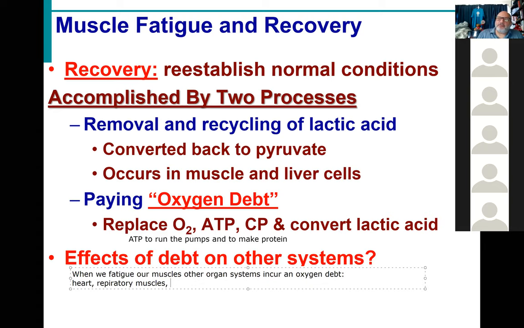True, but remember, the muscles are what are incurring the debt. The muscle system is that already. So what other organs or organ systems outside of the muscular system? You're running around the room 20 times. What other organ systems, right? Obviously, respiratory system is going to, cardiovascular system is going to. I can think of at least two more systems that are going to, or organs that are going to incur an oxygen debt. What are those other ones going to be?